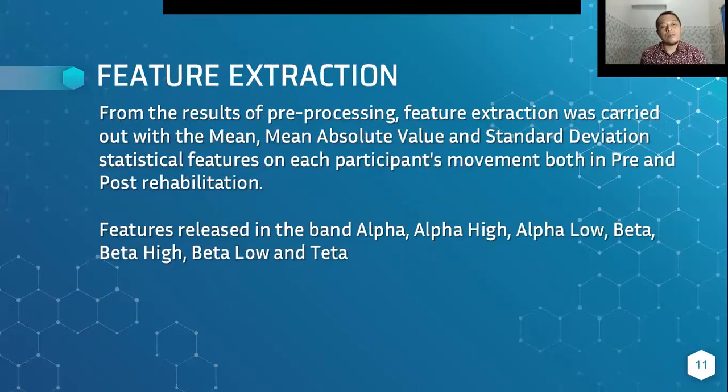From the result of pre-processing, feature extraction was carried out with the mean absolute value and standard deviation statistical features on each participant's movement, both in the pre- and in the post-rehabilitation. Features were extracted in the bands alpha, alpha high, alpha low, beta, beta high, beta low, and theta.